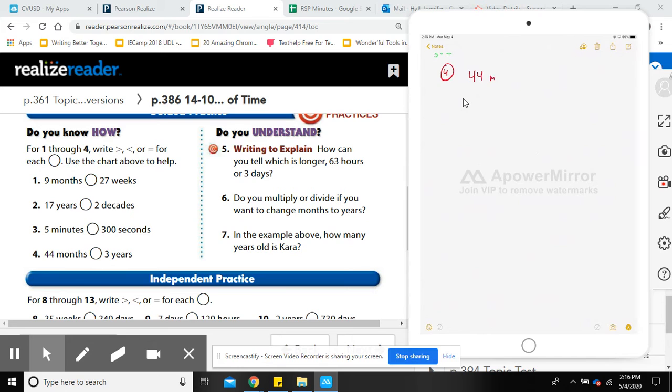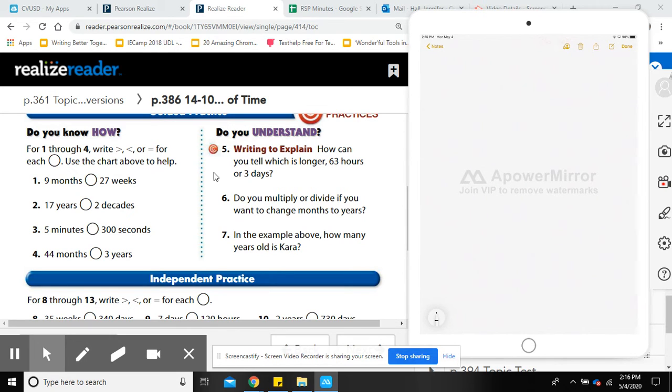44 months and 3 years. Okay, well, each year has 12 months, right? So if we have 3 years, we're going to multiply that by 12. Most of us know this. Some of you guys can use your multiplication chart if you don't. 12 times 3 is 36, so that's 36 months. Well, what's greater, 44 months or 36 months? Well, definitely 44 months, right? So that would be greater than. 44 months is greater than 3 years.